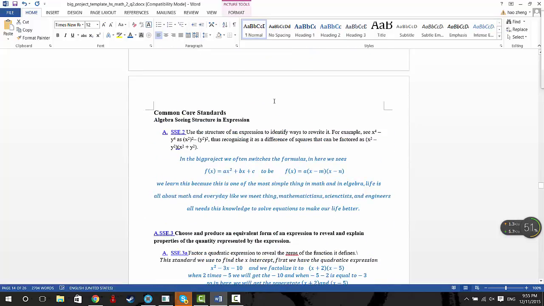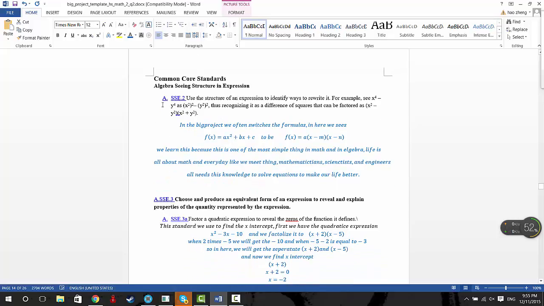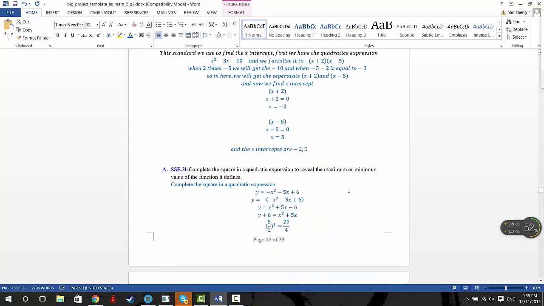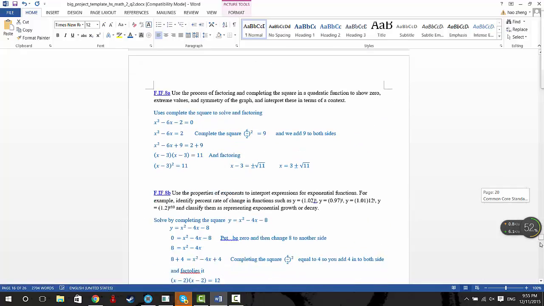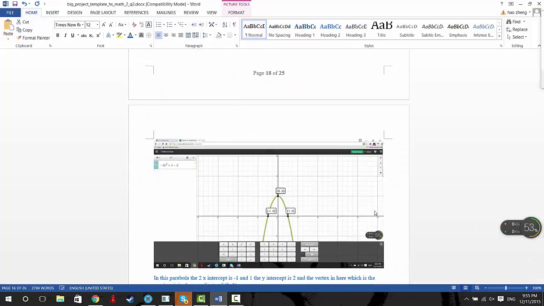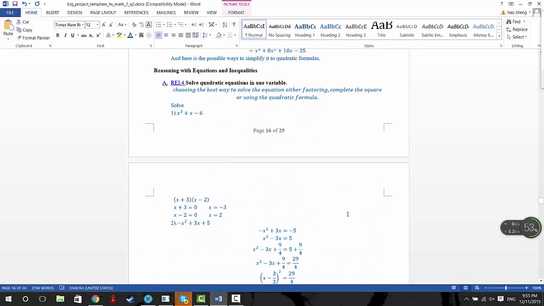And here are the standard reflections. Here are the standards for this quarter, and I'm going to explain these standards and show examples. That's a lot. Okay, let's finish this faster.